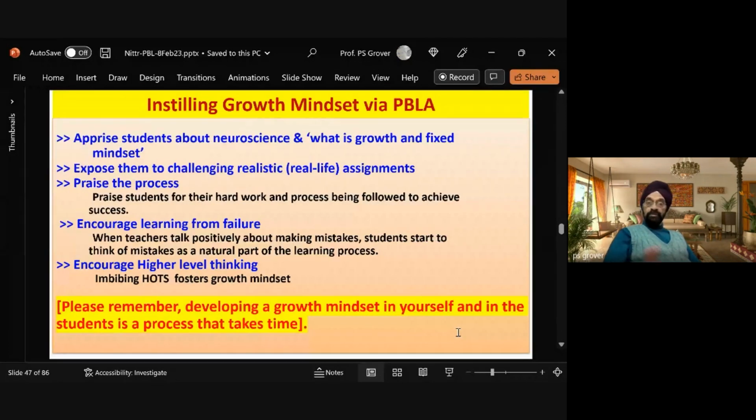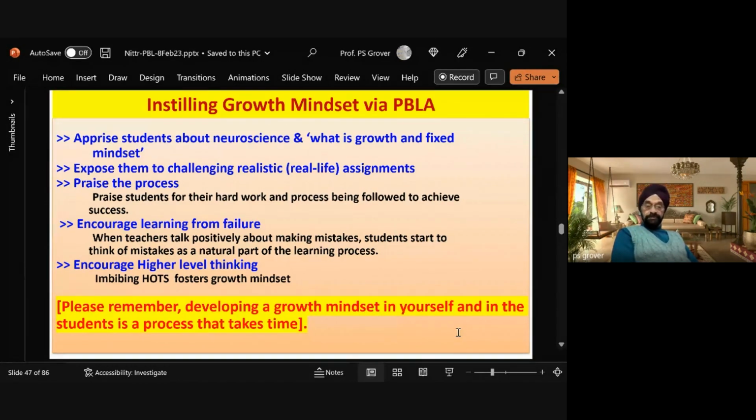So, instilling growth mindset via PBLA, you apprise students about neuroscience and what is growth and fixed mindset. Apprise, you have to do it as faculty. Students come to us. We have to apprise them why PBLA is important. Expose them to challenging, realistic, real-life assignments.